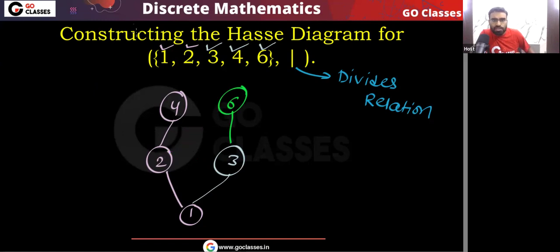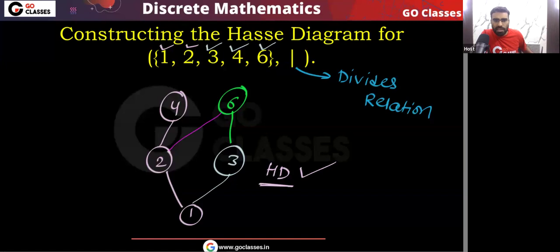can 2 be related to 6? Is it possible 2 is related to 6? No, 2 is not related to 6 because there is no upward path from 2 to 6. So this edge is also mandatory. And this is your final Hasse diagram. Is this clear? This is your Hasse diagram. Understood? So start from the bottom and just keep creating the Hasse diagram element by element.